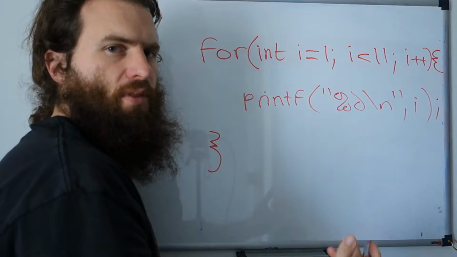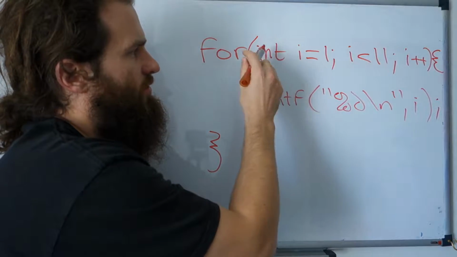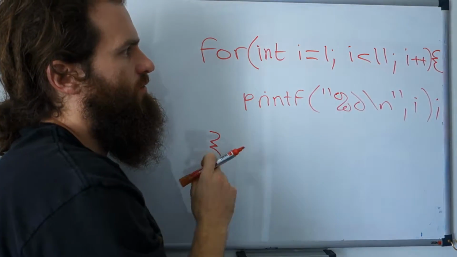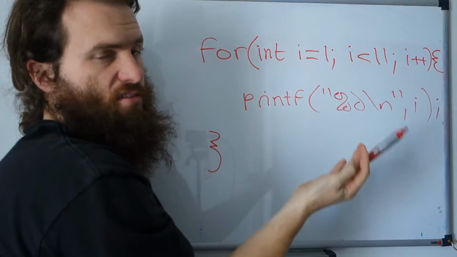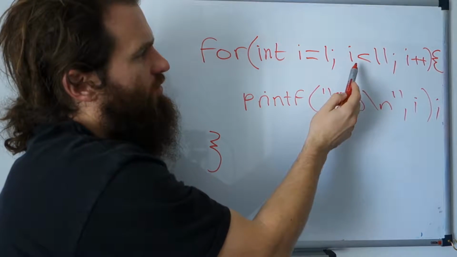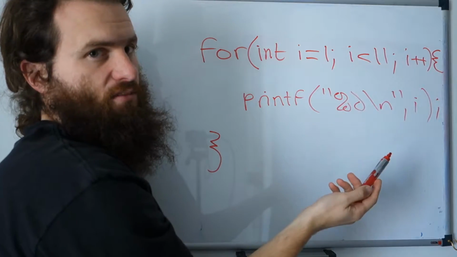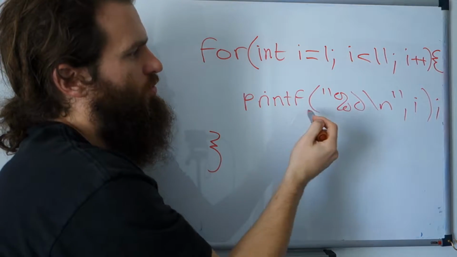We haven't really covered scope in that much detail, but what it means is that this variable only exists within these two braces if you declare it in here. So i initially has the value 1. We check the condition, is i less than 11? Well, it has the value 1, so it is. So we go through and we print out the value of i.